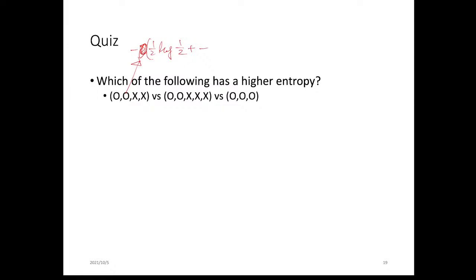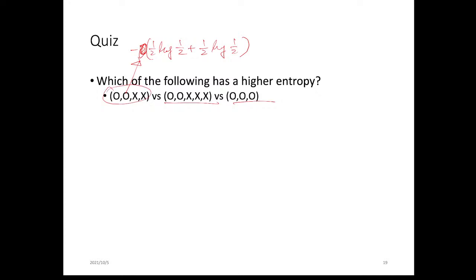Plus. Okay, this is case number 1. Or likewise, you can compute this and this. But even without computing, you should know the answer, because entropy is a measurement of chaosness. So which one has the highest entropy? It should be this one, right?